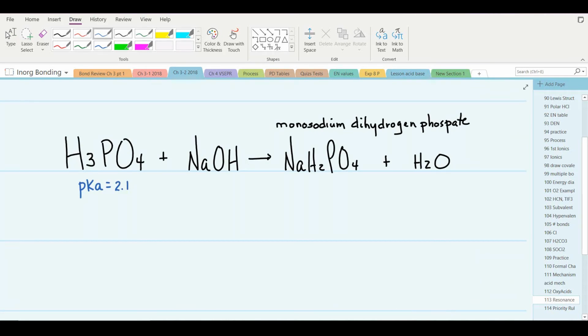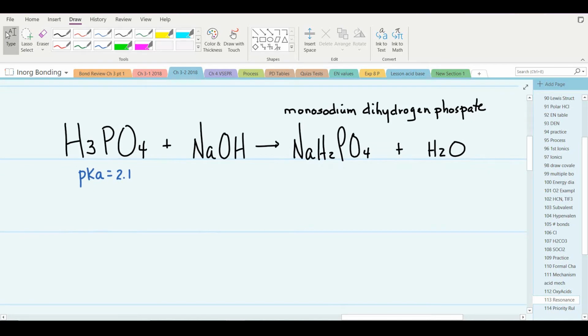Let's look at the neutralization of phosphoric acid one step at a time with sodium hydroxide. So the first neutralization would produce monosodium dihydrogen phosphate and water. Let's draw the Lewis structures of the molecules and show the mechanism for it.